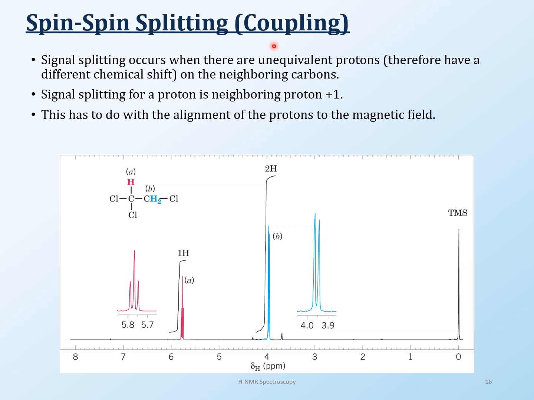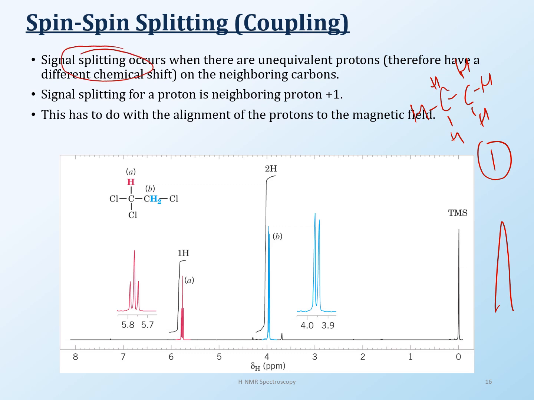Splitting is when you have protons next to each other, unequivalent protons. Remember, equivalent protons will not split. When we were talking about ethane, CH3 CH3, we only had one signal, and that's all you will get. But when you start having more protons, even with propane for example, you have unequivalent protons, and those unequivalent protons are going to show some sort of splitting.